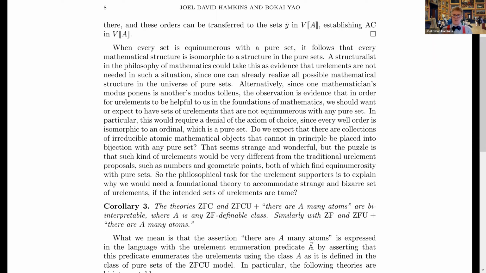And so, okay, if you want to do element set theory and you view it as indispensable for the foundations, then I would want to hear more about what are these kinds of elements that lead to these sets that can't be put into bijection with a pure set.